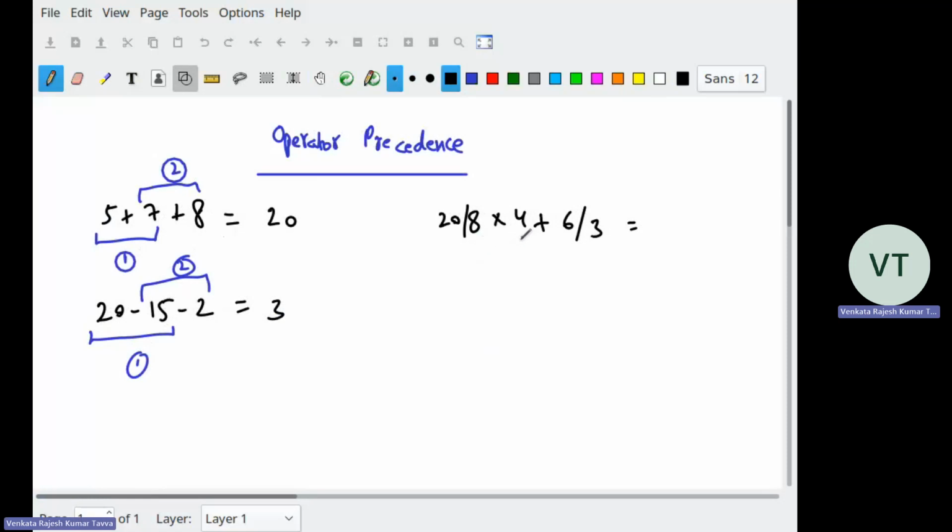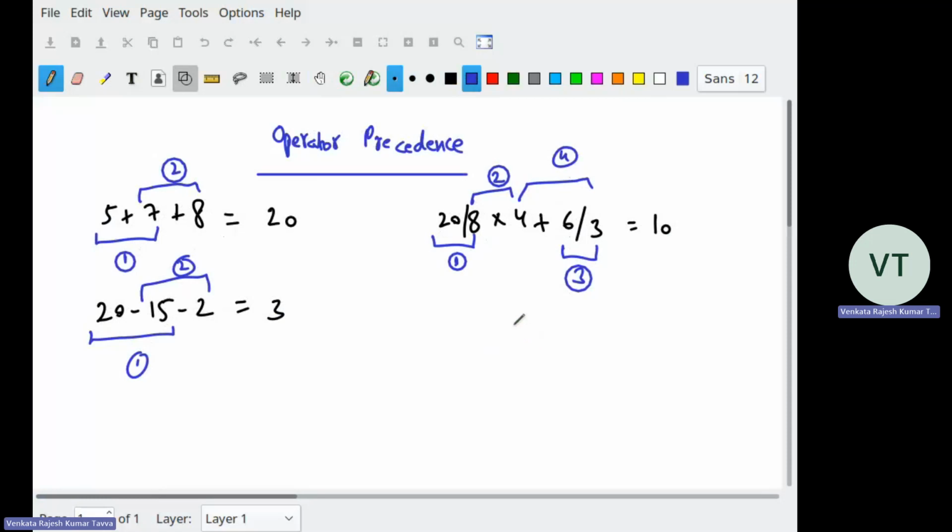2 into 4, 8. And then should I do 8 plus 6 and then divide by 3, or should I first divide 6 with 3 and then add it to 8? Divide 6 by 3, that is 2. Add it to 8, you will get 10. Okay. So the answer here is 10. So what is the order of operations? First, this is performed. Then this is performed. And then this division is performed. And finally, this addition is performed.